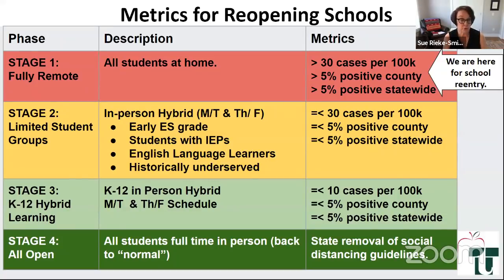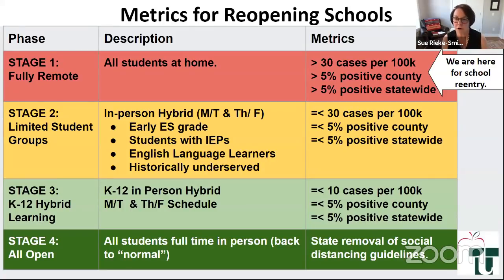For us to be able to move into limited student group instruction, the case rate per 100,000 would need to be 30 cases or less per 100,000, a test positivity rate, both county and statewide, of 5% or less. To move into stage 3, which would be K-12 hybrid learning, the case rate must be 10 cases or less per 100,000, and a test positivity rate at the county and state level of 5% or less.